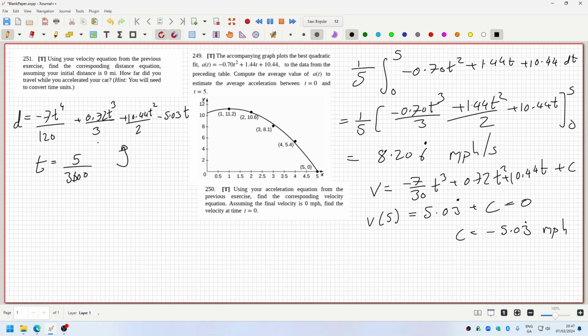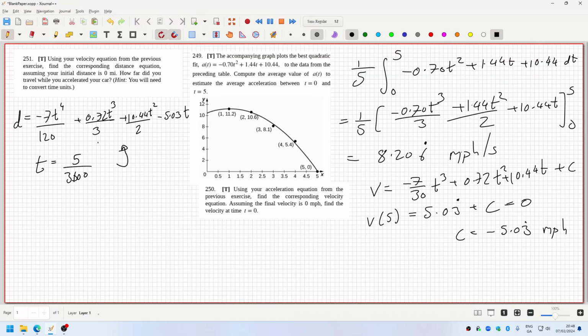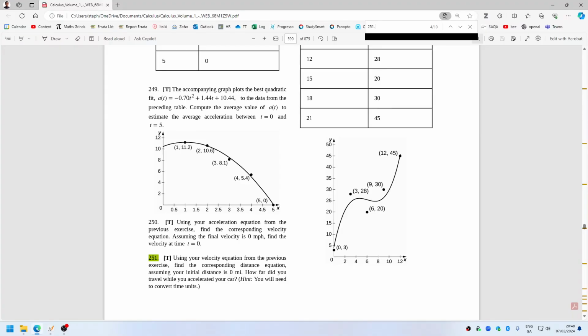Negative. That's not what you want to see. Cubed, squared, times answer. Negative distance. That is not right. Is not right at all. Only about 7 meters. Doesn't seem right at all. Let's check the answer, 251. So I have a feeling I'll have to redo this one. The 249 I know is right, but the 250 and the 251, I'm not sure about.